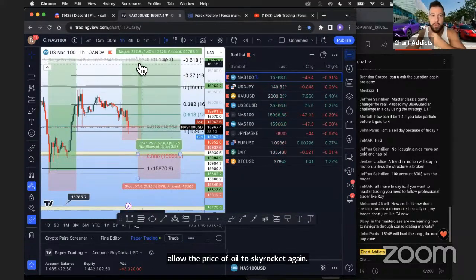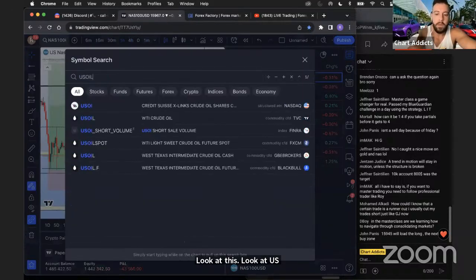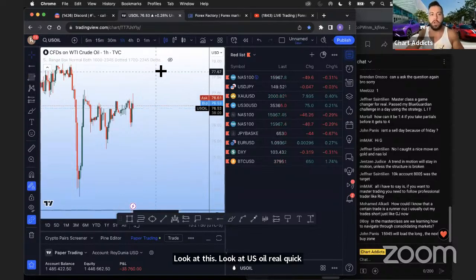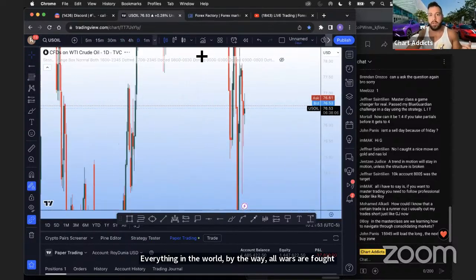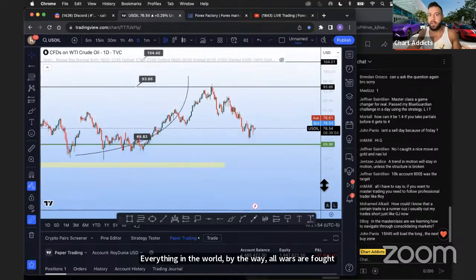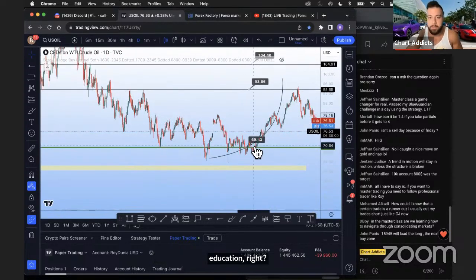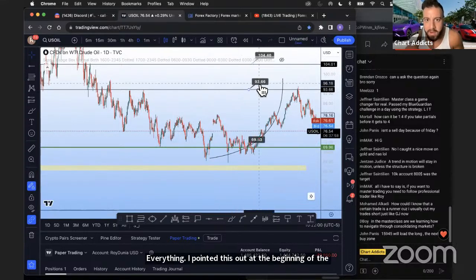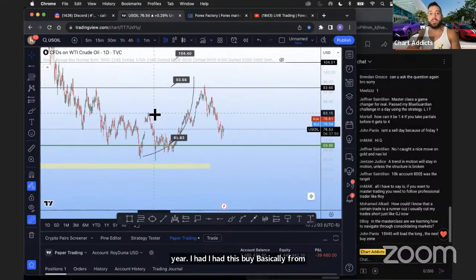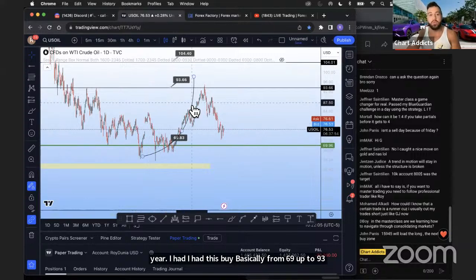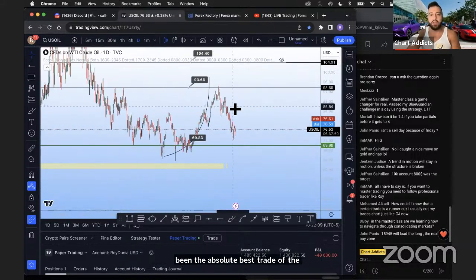Look at US oil real quick. Everything in the world, by the way, all wars are fought over oil, in case you guys have a third grade education, right? Everything. I pointed this out at the beginning of the year. I had this buy basically from 69 up to 93. And I really wish I traded oil because this would have been the absolute best trade of the year by far. Very accurate, very straightforward.